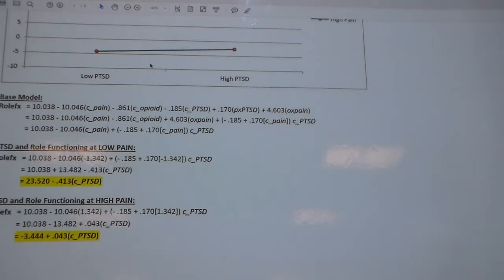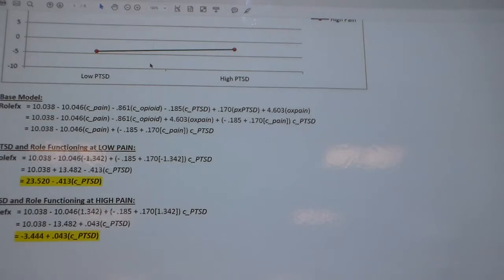Then if I go through here, and remember that we're holding things constant at 0, right? Well, pain I'm going to start changing values for, so I'm going to hold on to that. But opiate use is always going to be held constant at 0. So if I multiply anything times 0, that goes away, right? So that's gone. And then I have an opiate use times pain interaction by a coefficient. Again, if I put 0 in for opiate use, that goes away. And so what I'm left with is this equation where I've got my intercept, my effect for pain, and then my factored conditional effect for PTSD.